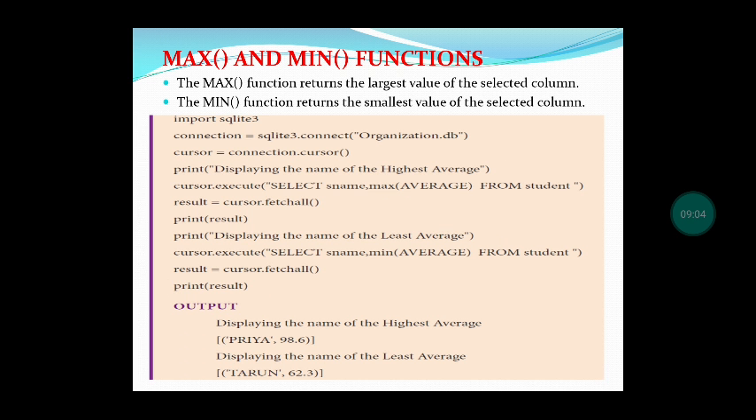Next, max and min functions. The max function returns the largest value of the selected column and the min function returns the smallest value of the selected column. That is, we have given max of average and min of average. Among the averages, the maximum average is 98.6, which is received by Priya, and the minimum average is 62.3, which is received by Tarun. So we can find the max and min.